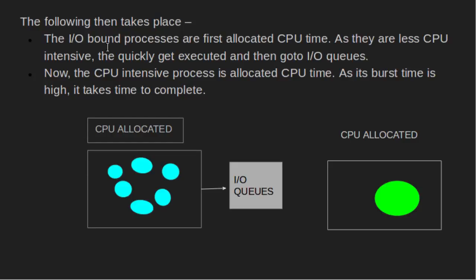The input output bound processes are first allocated CPU time. As they are less CPU intensive, they quickly get executed and then go to input output queues. Now, the CPU intensive process is allocated CPU time. As its burst time is high, it takes time to complete.